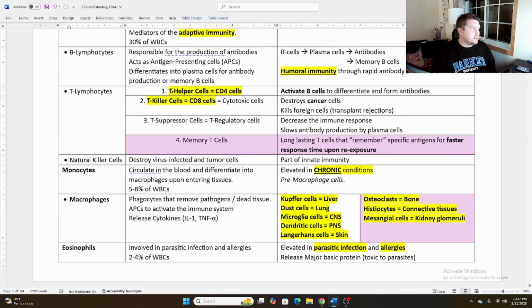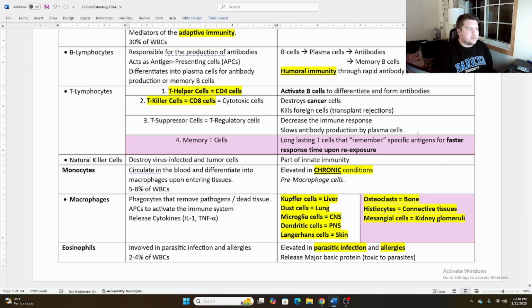T lymphocytes, we have T helper cells, also called CD4 cells. These are the cells that are actually going to be activating the B cells to help them turn into plasma cells. T killer cells, aka CD8 cells, aka cytotoxic cells. These are our cancer killing cells. T suppressor cells, aka T regulatory cells. These slow antibody production. They regulate the immune system.